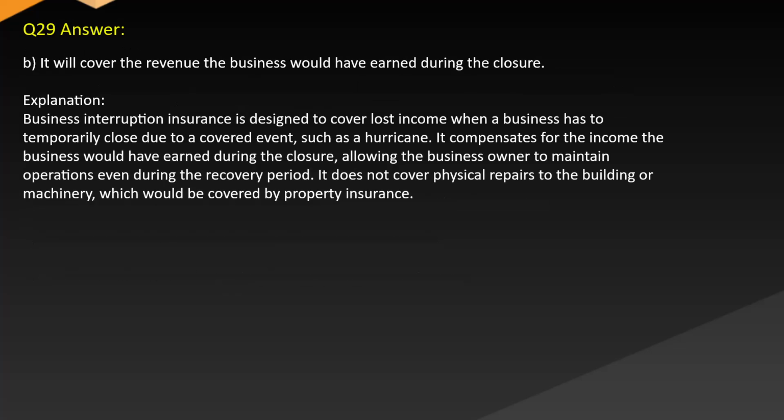Answer: B. It will cover the revenue the business would have earned during the closure. Explanation: business interruption insurance is designed to cover lost income when a business has to temporarily close due to a covered event, such as a hurricane. It compensates for the income the business would have earned during the closure, allowing the business owner to maintain operations even during the recovery period. It does not cover physical repairs to the building or machinery, which would be covered by property insurance.